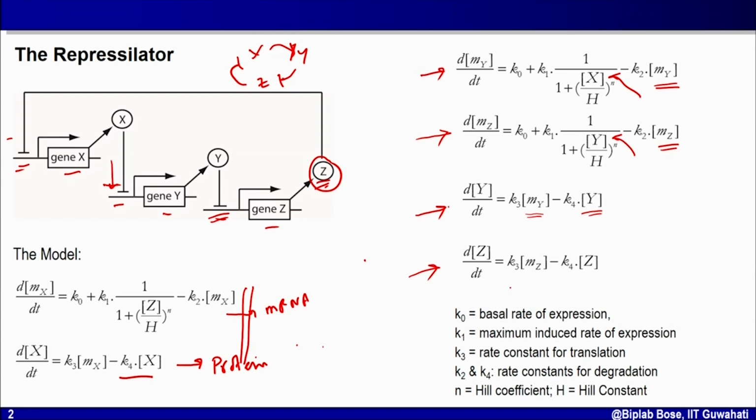So if I just brief, K0 is the basal rate of expression which comes from the leaky expression from this promoter. K1 in all cases is the maximum induced rate of expression, that is the maximum rate of transcription when it is induced. K3 is the rate constant for translation. K2 and K4 are rate constants for degradation of mRNA and protein. H is the Hill constant in the inverse Hill function, or the negative Hill function, and n is the Hill coefficient. So I have this set of 6 ODEs.